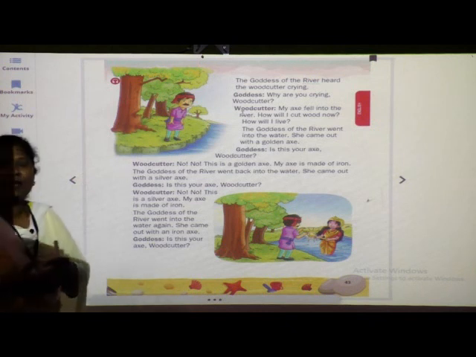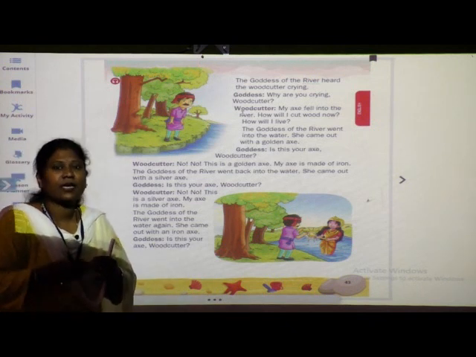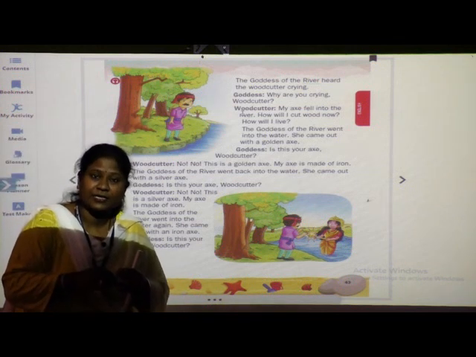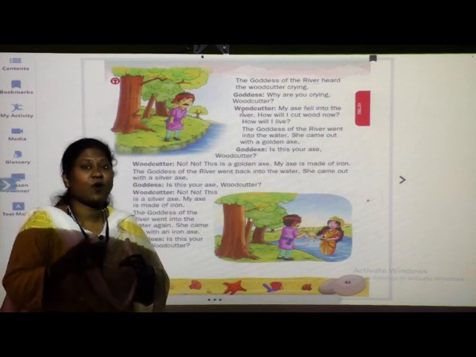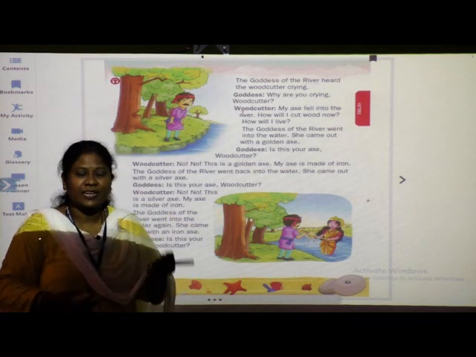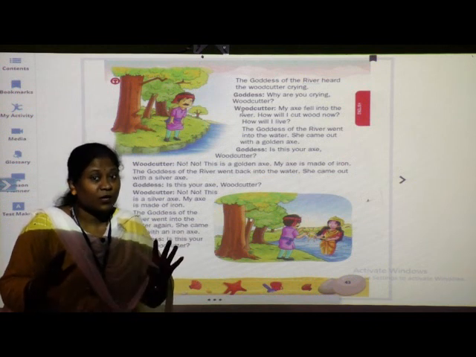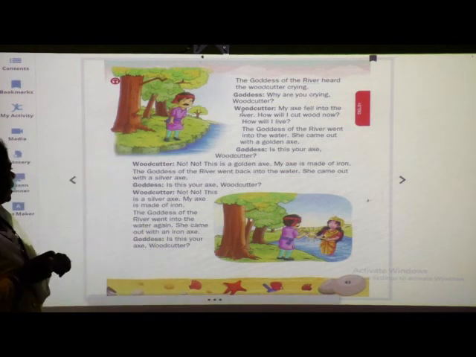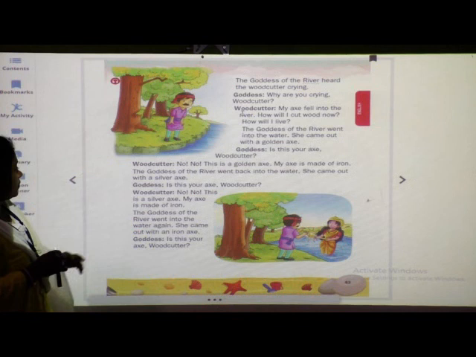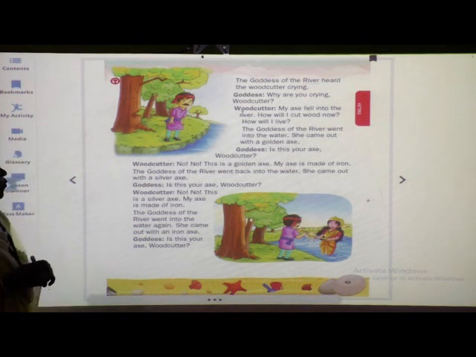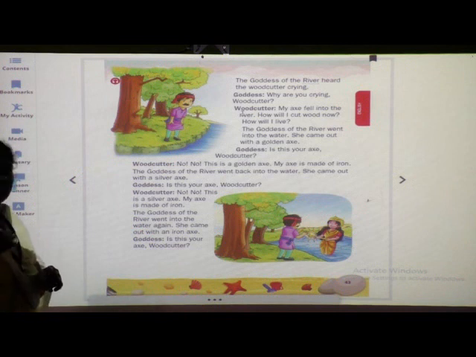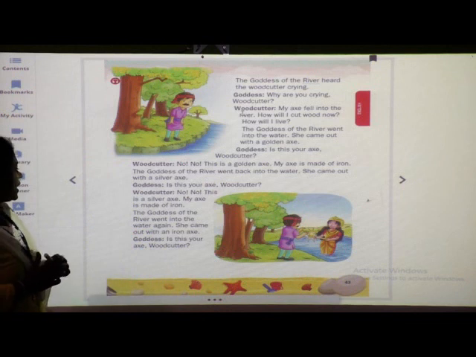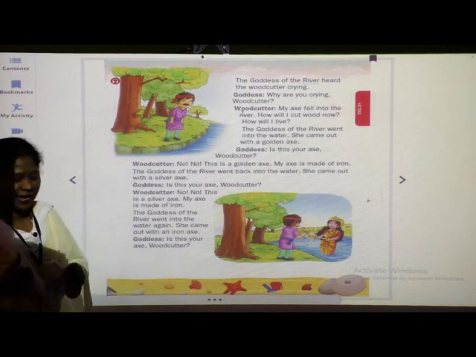When he saw the golden axe, he replied, no, my axe is an iron axe. When he got the silver axe, again he's saying, no, this is not my axe. My axe is an iron axe. Again the goddess of the river went into the water. For the third time, she went into the river and came out with the iron axe.